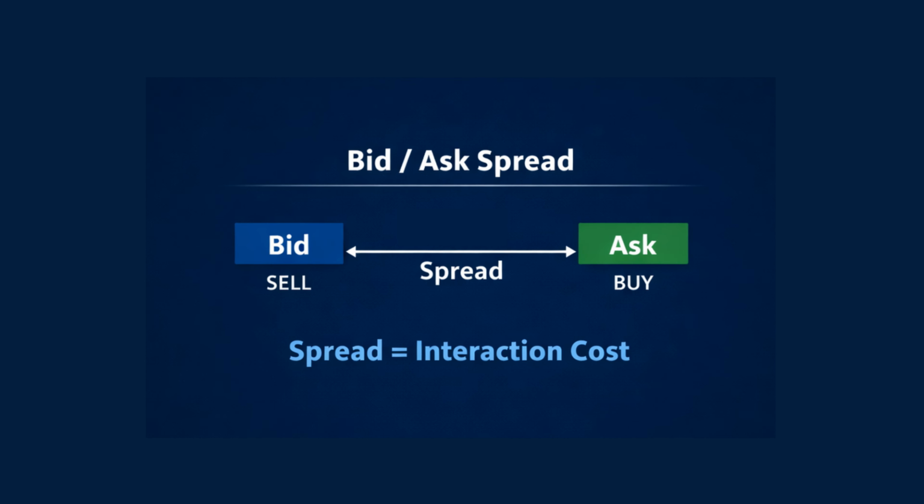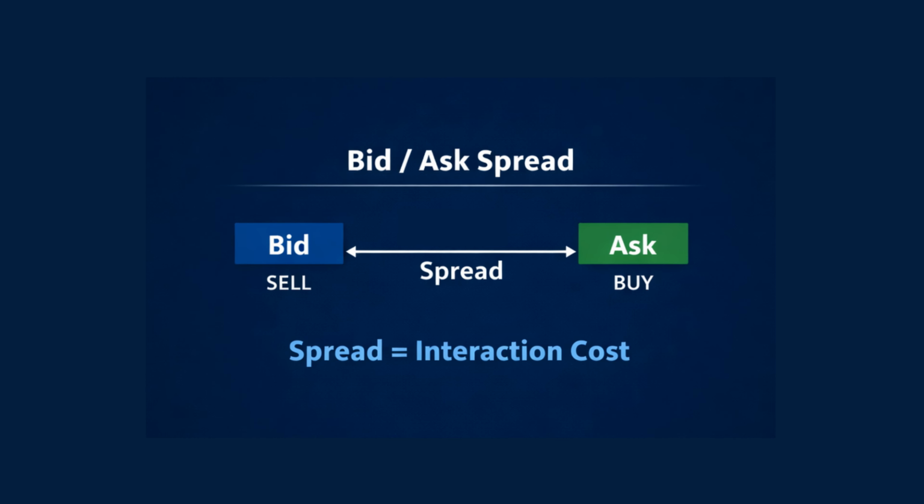Execution friction can dominate the fee. You don't buy an ETF at its net asset value in the secondary market. You buy at the offer, you sell at the bid. The difference is the spread. The spread is a direct cost of interaction. It's not part of the expense ratio. It's not refunded to you later.